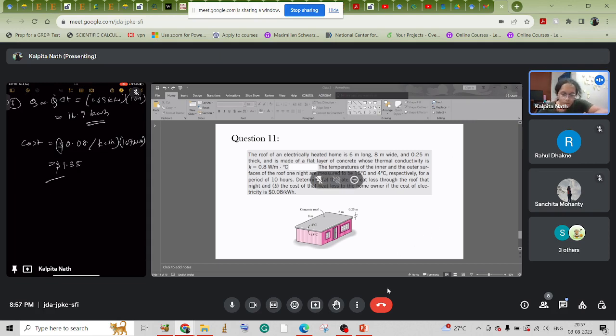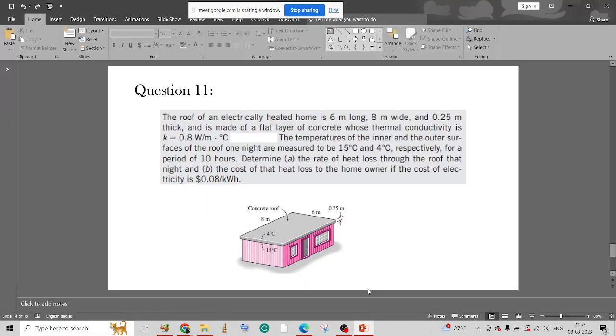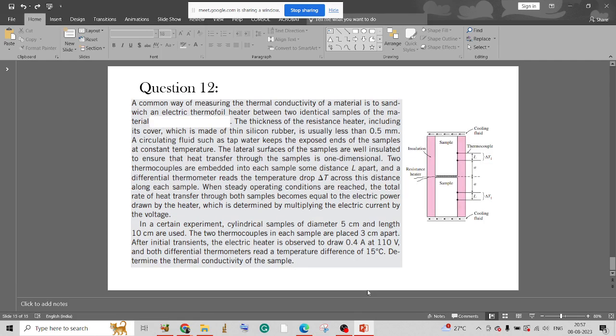Okay, now we have 3 more minutes, but yes, we have one more question and we will solve this and then we will end the class. So the last question is, a common way of measuring the thermal conductivity of a material is to sandwich an electrical thermofoil heater between two identical samples. These are the two identical samples that is given in the diagram itself.